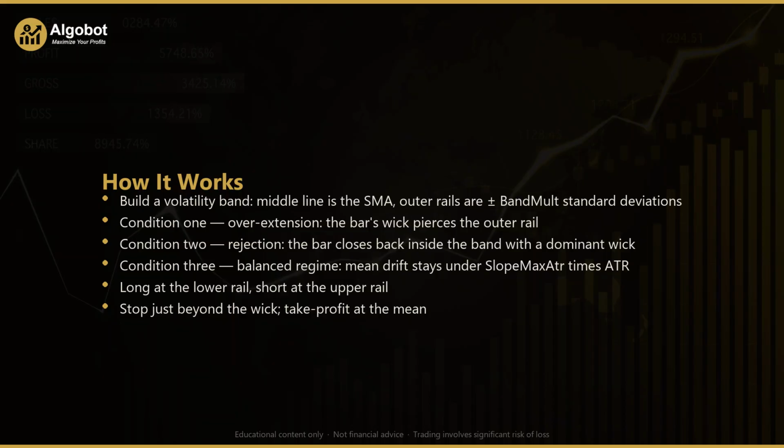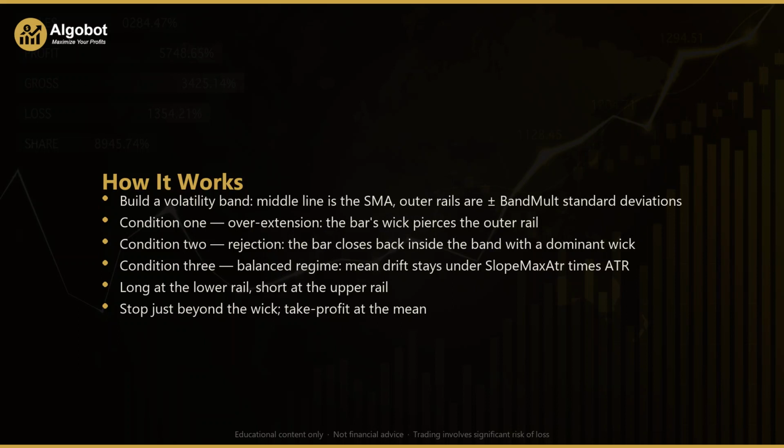Condition 2 is rejection. The candle must close back inside the band, and it must be a genuine pin bar. On a long, that means the lower wick has to be dominant, at least 1.5 times the size of the candle's body, and it must dwarf the upper wick by the WickDominance ratio. The close also has to finish in the upper half of the candle's range. The short setup is the mirror image, with a dominant upper wick and a close in the lower half.